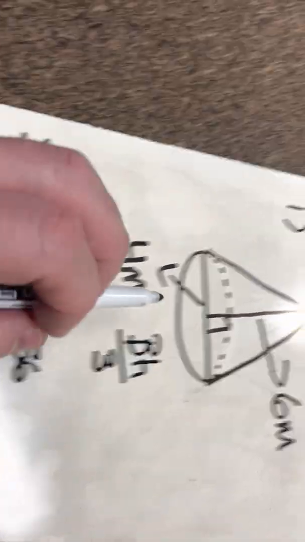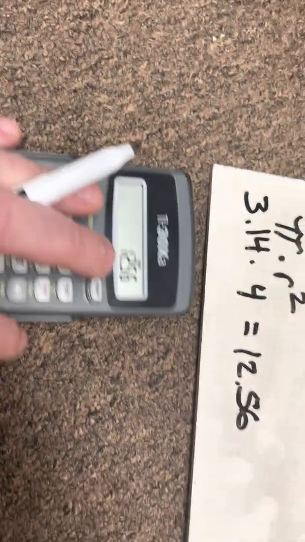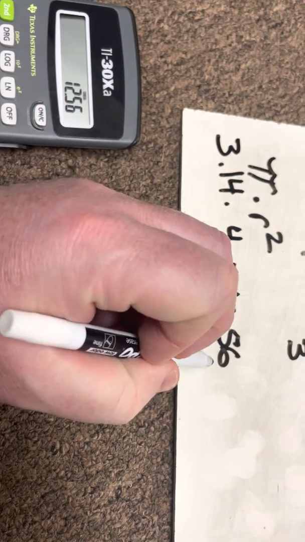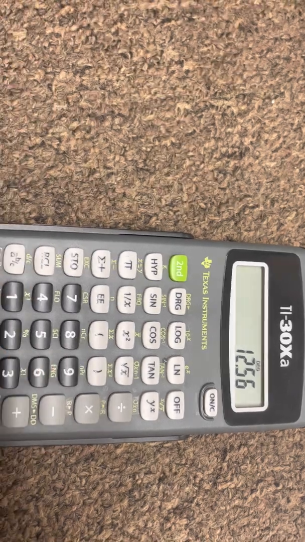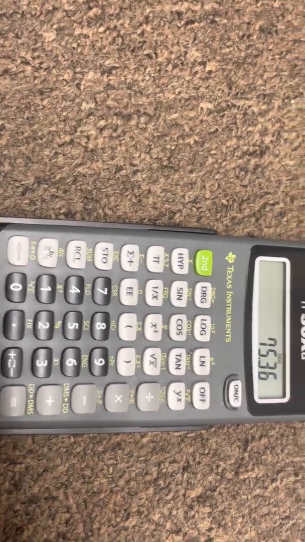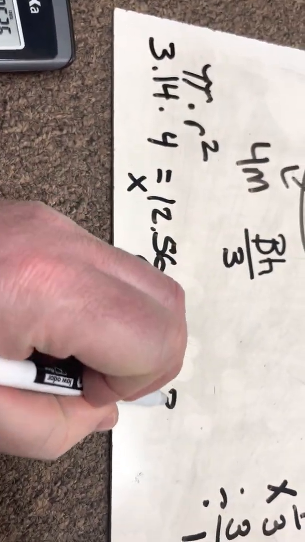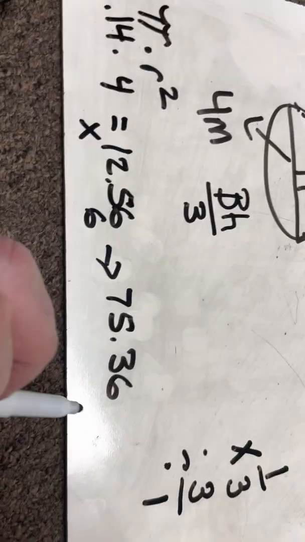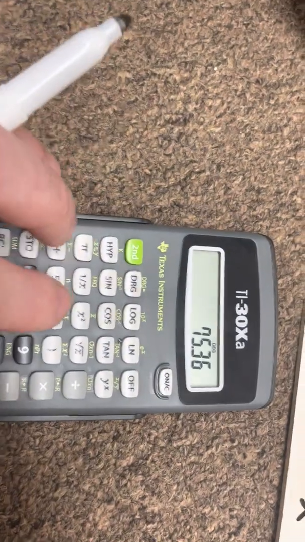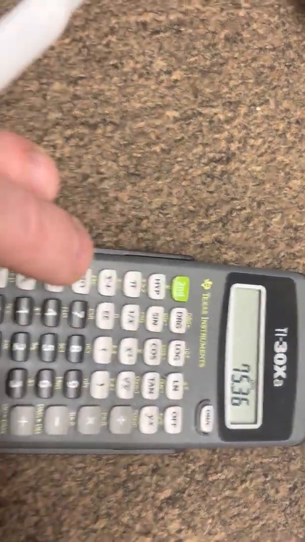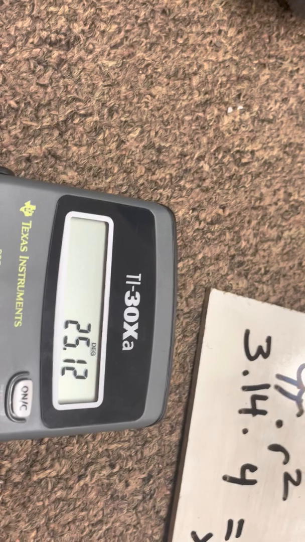Now if we're going to take that times the height, the height is 6. So I'm going to take my 12.56 and multiply that by 6, times the height. That equals 75.36. But then I have to divide it all by 3. So I'm essentially taking this and dividing it all by 3. My 75.36 divided by 3 equals 25.12.